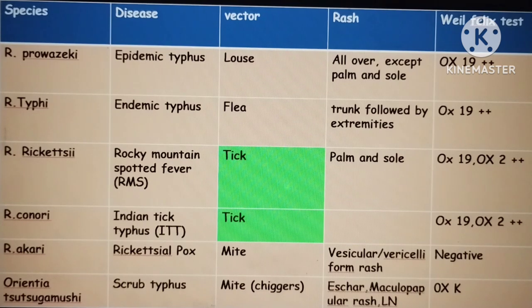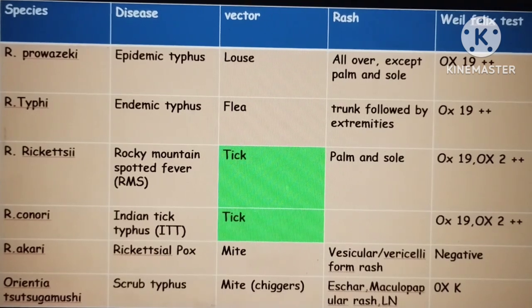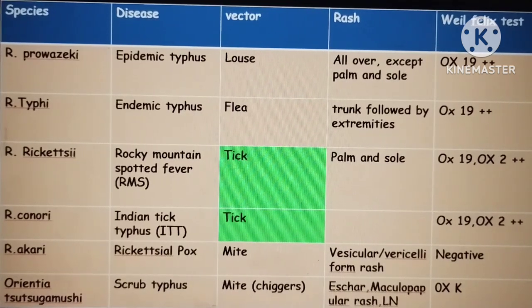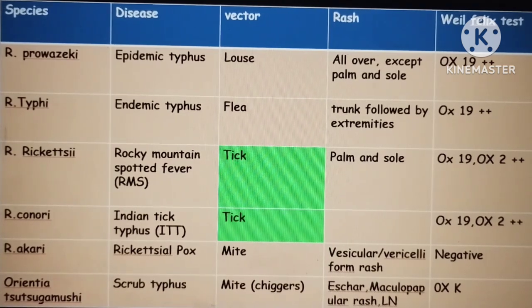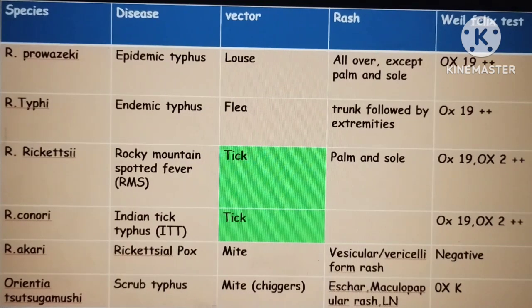Coming to the rashes, in prowazekii it is all over the body except palms and soles, palms and soles are involved in Rickettsia rickettsii, and in typhi it is usually the trunk followed by extremities. Coming to scrub typhus, it is caused by Orientia tsutsugamushi and transmitted by the larval stage of the mite, presenting with maculopapular rash, eschar, and lymph nodes.